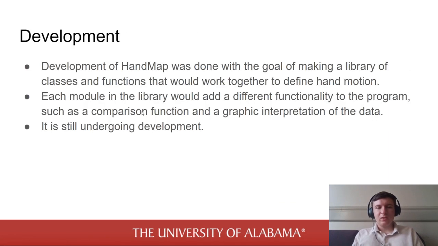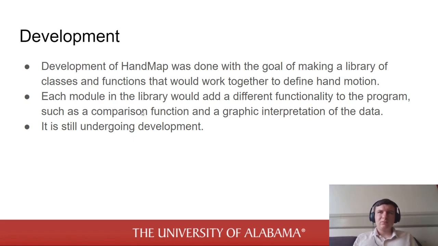So this is a short section. HandMap was done with the goal of making a library of classes and functions that would work together to define hand motions. Right now I have several classes dedicated to storing the idea of a hand motion. Right now it does palm position. Eventually it will do full fingers and possibly the arms, because Leap Motion allows you to record all of that within a radius. Each module in the library would add a different functionality, such as comparison or a graphic interpretation. So if you're trying to learn hand motions in your library, you could see it done on screen and then mimic it.